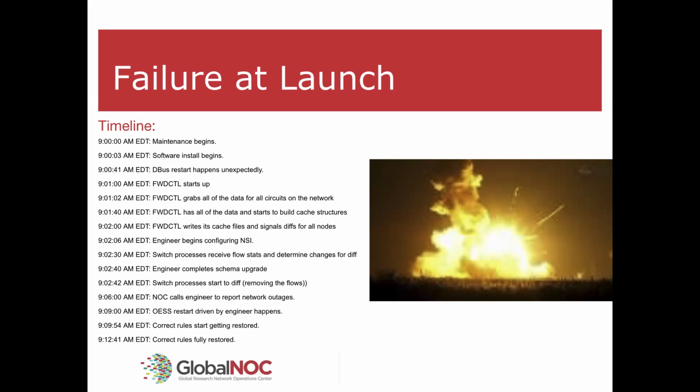So essentially, this leads to a 10-minute period where OESS first pulls all of the OpenFlow rules off of the entire network. And then once it's restarted by the network engineer finishing the maintenance, it then tries to repush all those flows. So essentially we remove every OpenFlow flow from the network, and then it goes and pushes all those OpenFlow rules back out.